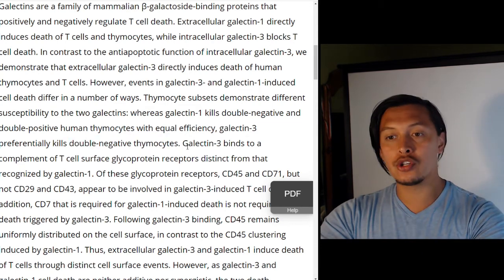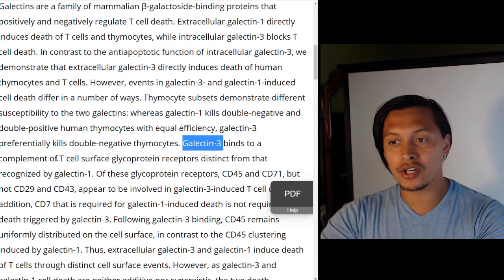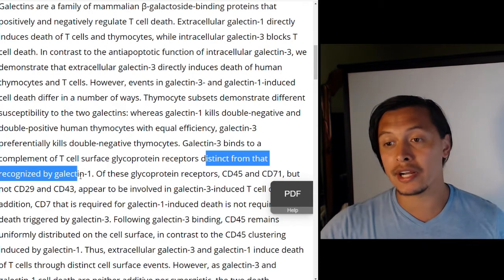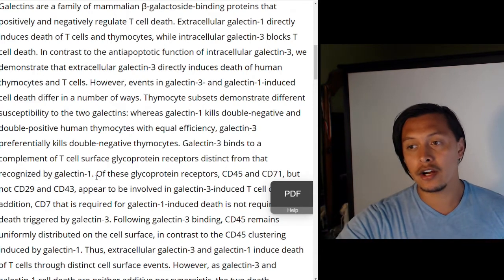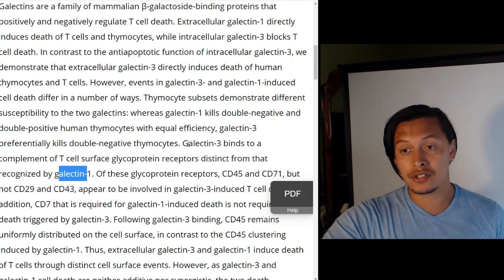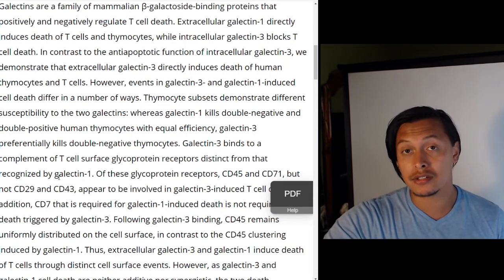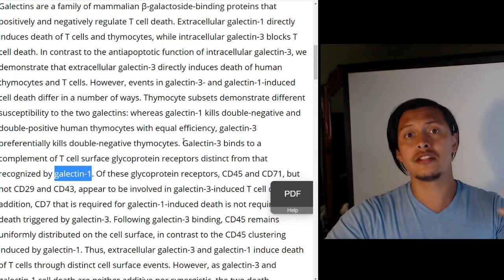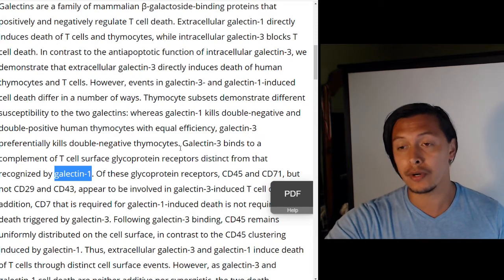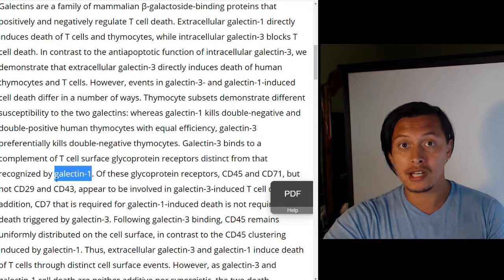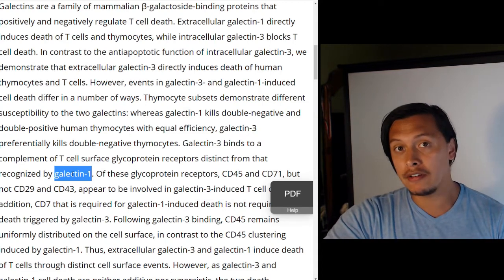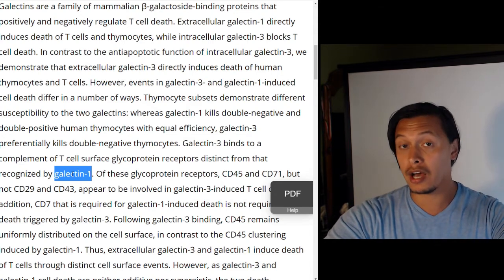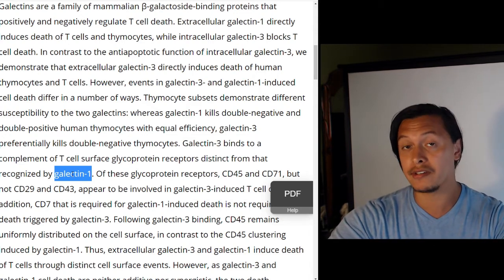So galectin-3 binds to a complement of the T cell surface glycoprotein receptors distinct from those recognized by galectin-1. This is saying that the receptors galectin-3 binds to are different from the ones galectin-1 binds to. And this is important because it can cause the differential outcomes of galectin-1 versus galectin-3. Remember, galectin-1 is killing both the double negative and the double positive with equal efficiency, which means it is probably interacting with receptors found on both.